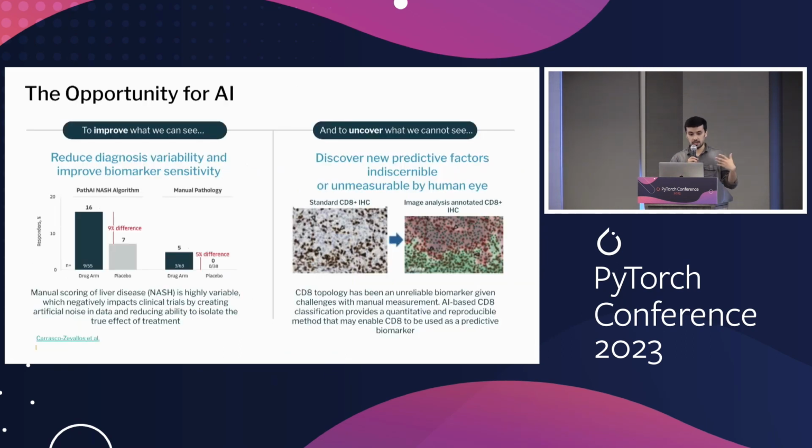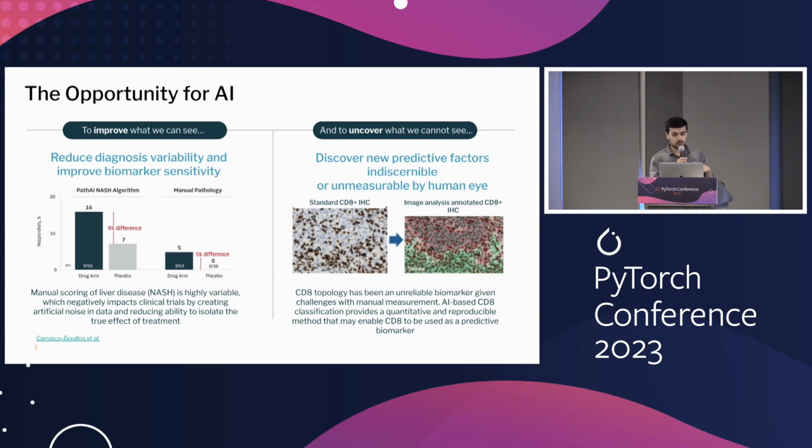And this is where AI can add a lot of value. We can use it to reduce diagnosis variability by removing noise in the manual grading of diseases, which in turn enables us to better isolate the effect of treatment. And this is what the example on the left is demonstrating. It is for a disease called NASH, or non-alcoholic steatohepatitis. It is a common chronic liver condition and one of the leading causes of liver transplant in the US.